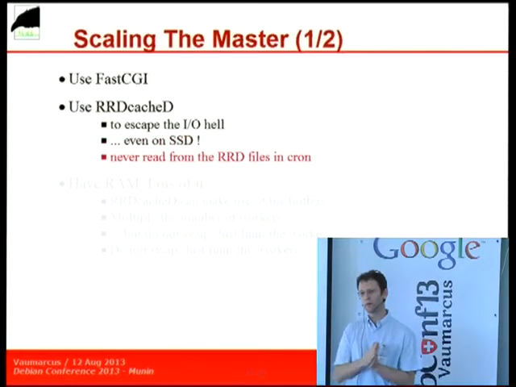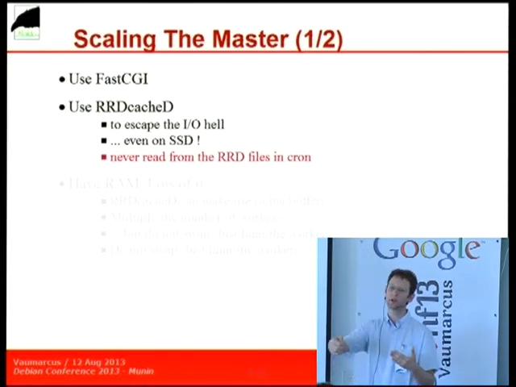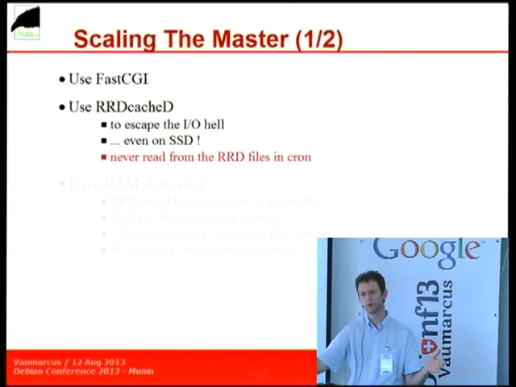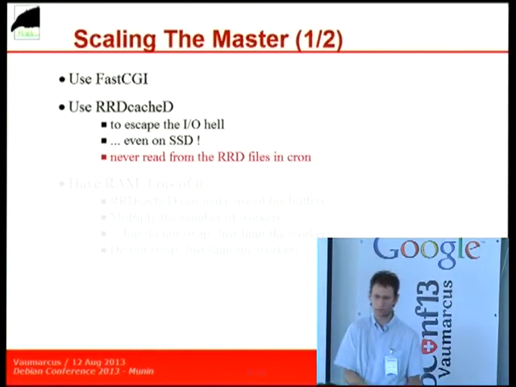The thing is, RRDcached has only one very big drawback: you should never ever read from the RRD file, especially in cron. Because if you read on demand, it's perfect, it only flushes the file you're reading. But if you read in cron, by default, you will read the whole install, and that's exactly the same as not using RRDcached, so it's useless.